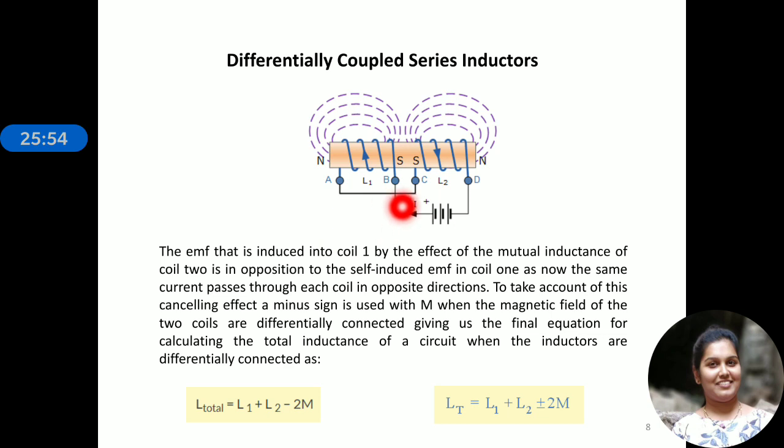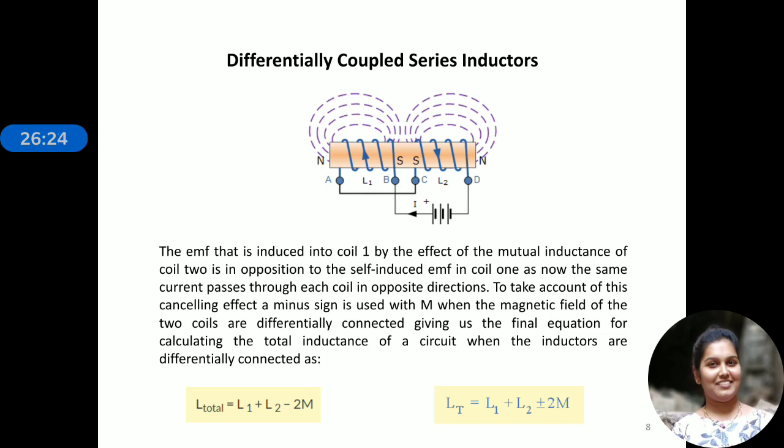And B and D are connected together. So nothing happened here. A small minor change has happened in order to change the direction of current. That is, the other two ends, the starting ends are connected, A and C are connected, B and D are connected. This is also series fashion, but the direction of current flowing in this particular connection will be opposite to each other.